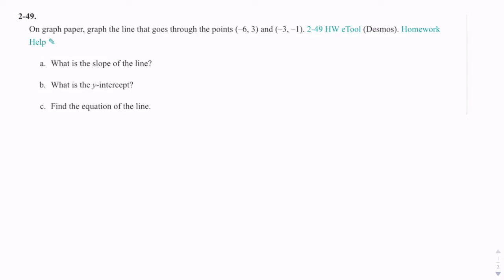In 249, they give us 2 points, right? Negative 6, 3, and negative 3, negative 1. And they say graph this. Now, if you graph it on Desmos, you'll end up with a much nicer graph than I'm going to graph here. But let's just do it for fun.